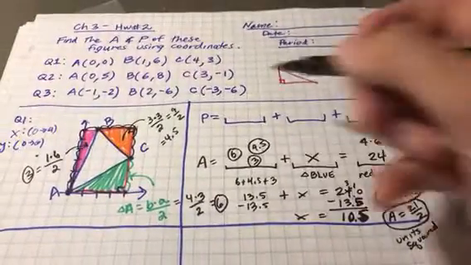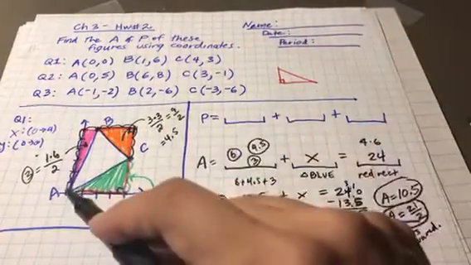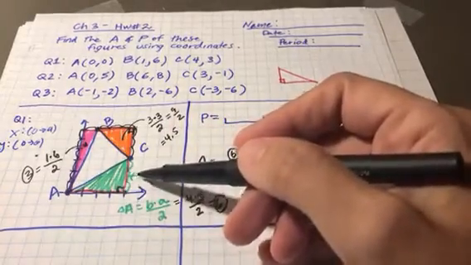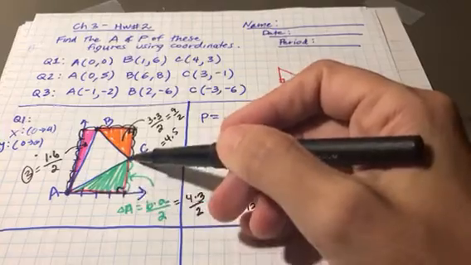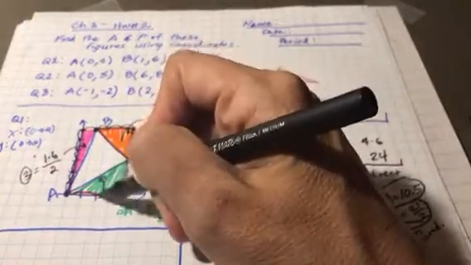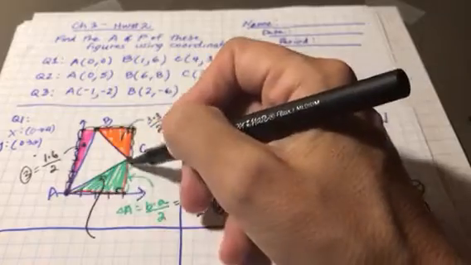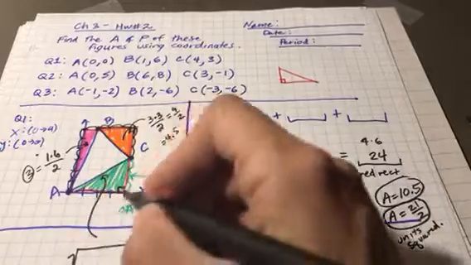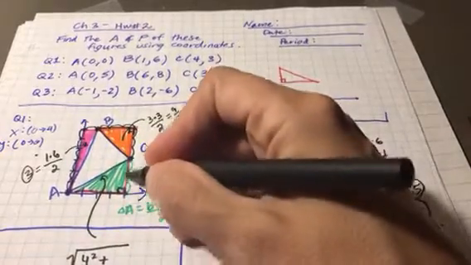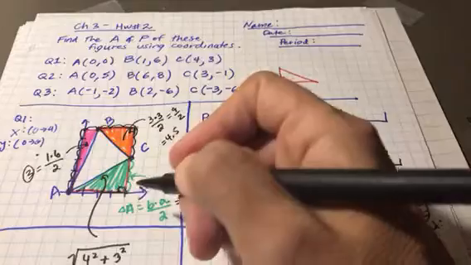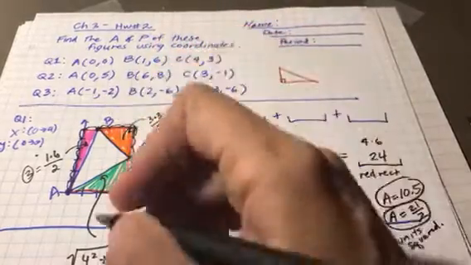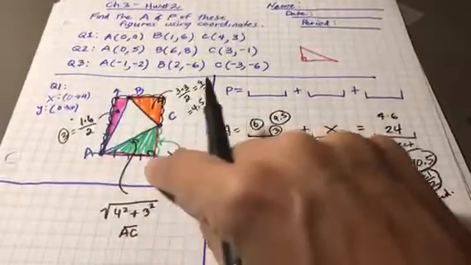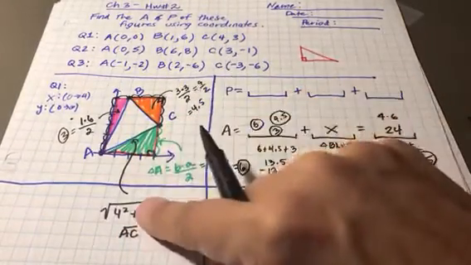Okay, perfect. Now let's find the perimeter. So to find the perimeter, I kind of use this green triangle again. I have a 4 and a 3. So this distance here, since the green triangle is 4 and 3, that distance there would be the square root of 4 squared plus, since the green triangle is 3, 3 squared. And that is my distance AC. Segment AC is 4 squared plus 3 squared, then take the square root.